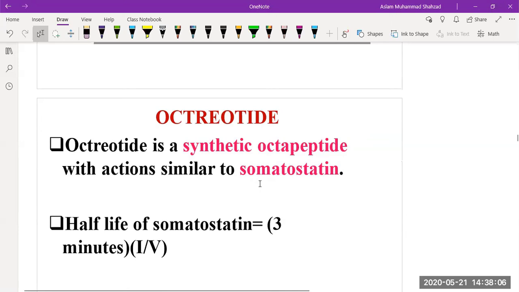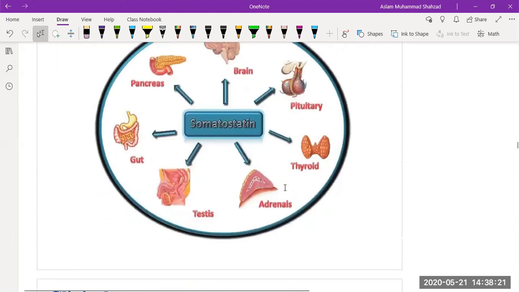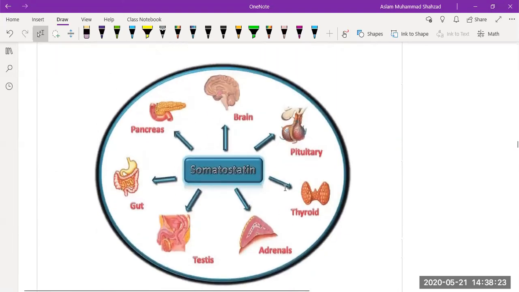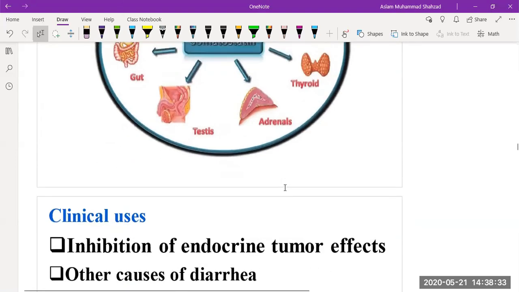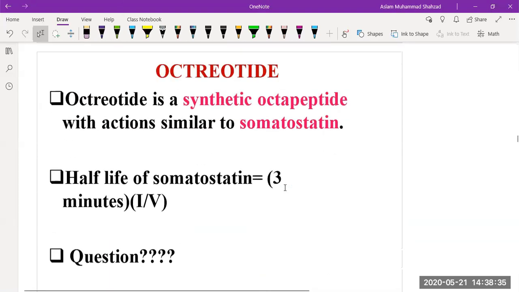Next is octreotide, which is a synthetic octapeptide with action similar to somatostatin. Somatostatin is the natural hormone with a half-life of only 3 minutes, and it is responsible for a number of functions in the gut, pancreas, brain, pituitary, thyroid, adrenal glands, and testis. But the problem is that this naturally produced hormone has a half-life of only 3 minutes.